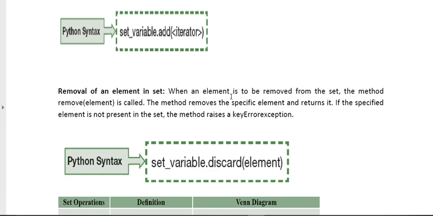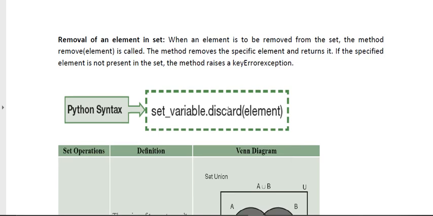The second question: how do you remove an element from the set? When an element is to be removed, you just call the remove function, and to that you pass the element which you want to remove as an argument. Here you write remove, don't write discard, just write remove.